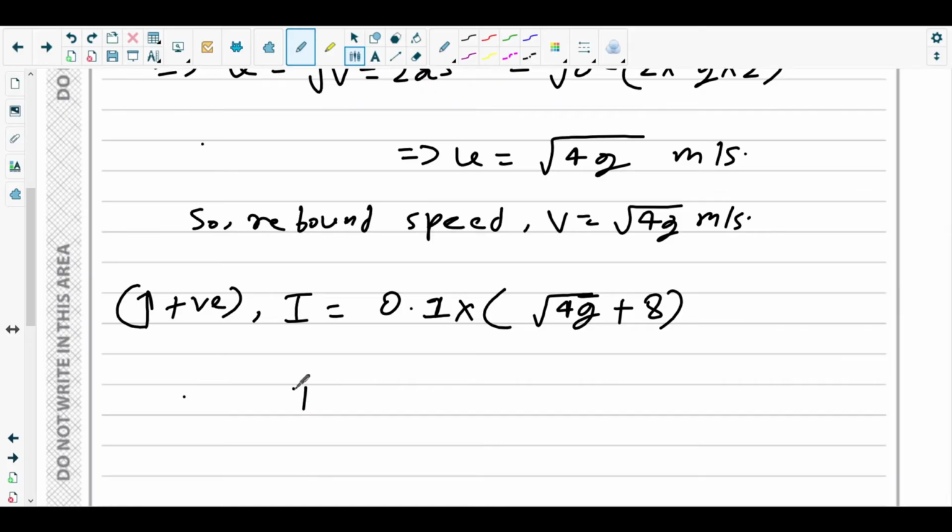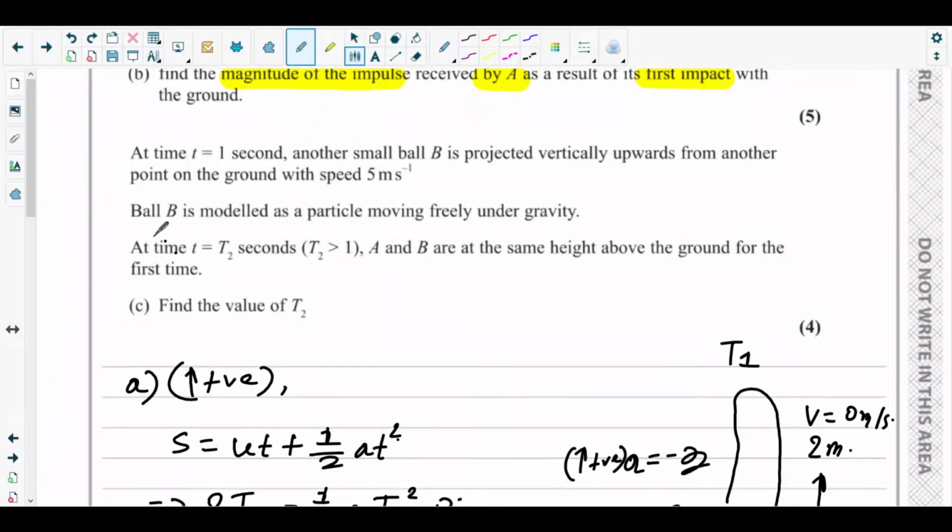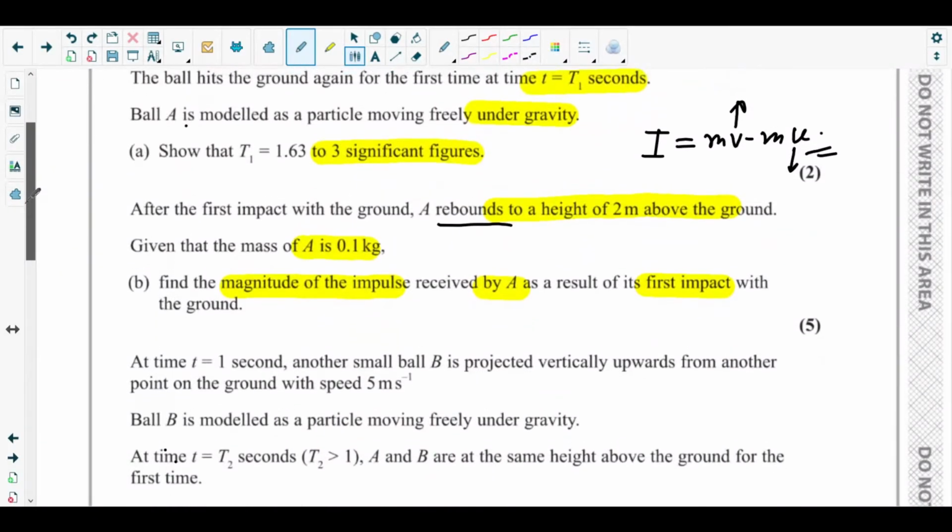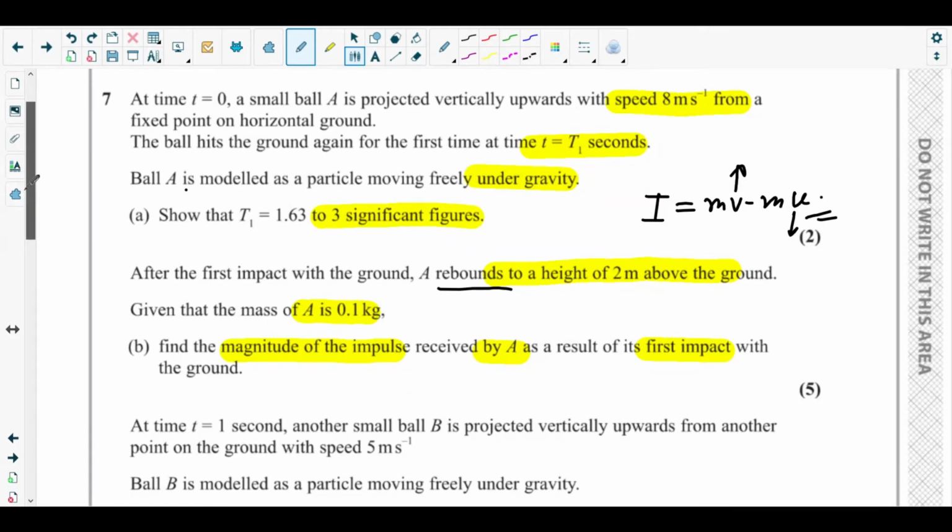Fine. So impulse is how much? Square root of 4g plus 8, times 0.1. That would give you 1.43 Newton second. You must give the unit because they wanted the value for the magnitude of impulse. So we got the impulse received by particle A. This is 1.43 Newton second, and that's what question 7b has asked for.